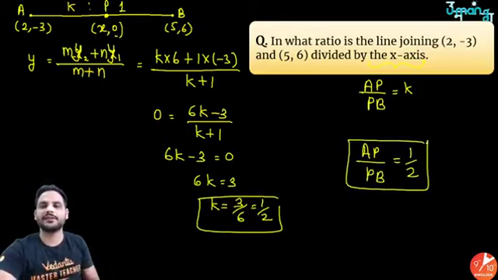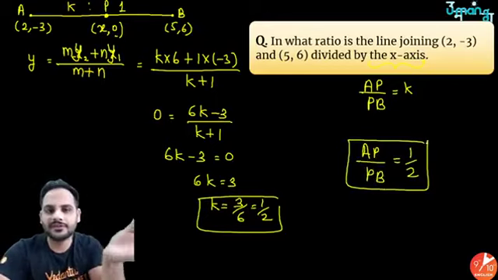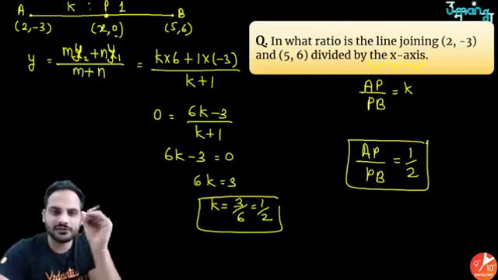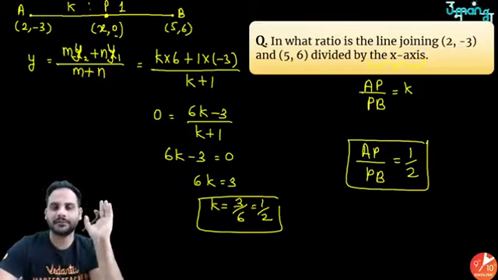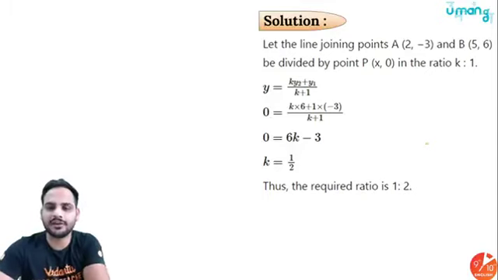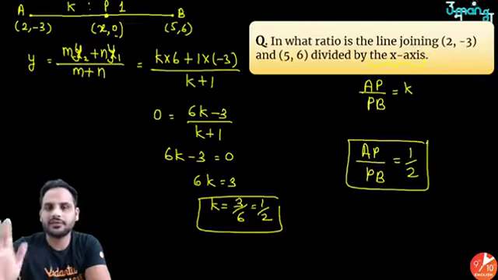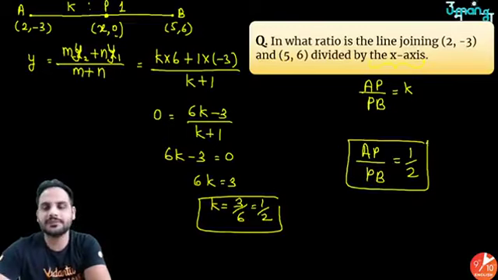See, we directly got the ratio. Now suppose they ask you what is the x coordinate of this point P, so I now know the ratio, I can find out the x coordinate. But since the question is asking only about the ratio, the ratio is 1:2. Got it? So whenever the ratio is unknown, take the ratio as k is to 1. Always, in every question, whenever the ratio is unknown, take the ratio as k is to 1.